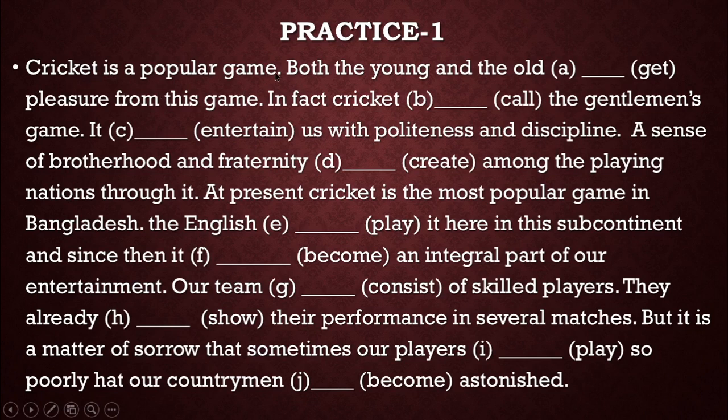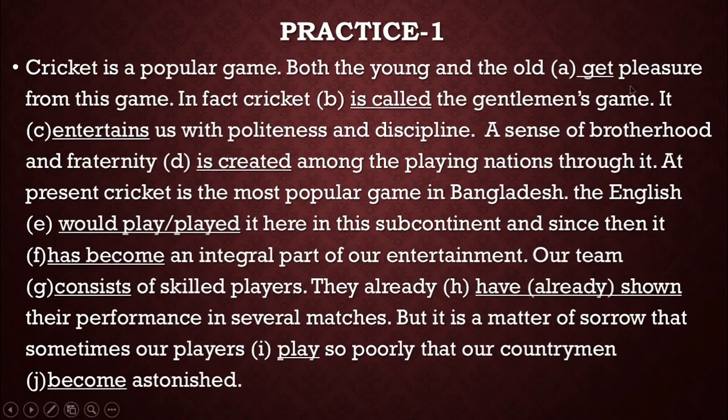Cricket is a popular game. So this passage is in present form. Here you can see, both the young and the old dash pleasure from this game. So it must be get, isn't it? Because the passage is in present form, and here both the young and the old, our subject, is in plural form, so the verb is going to be a plural verb. So here we will write down: both the young and the old get pleasure from this game.